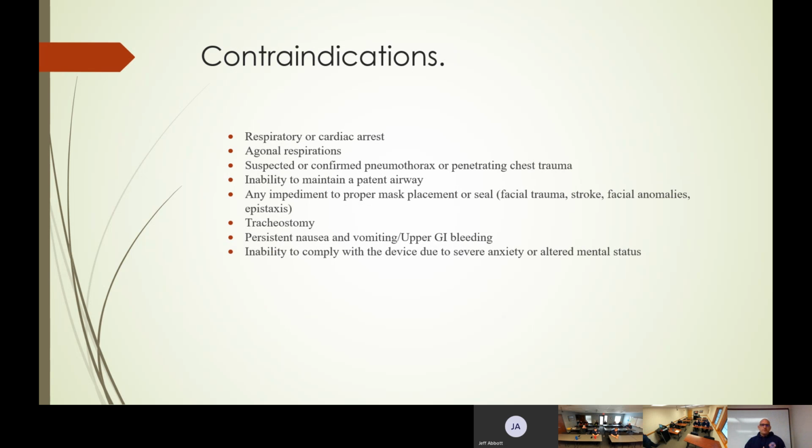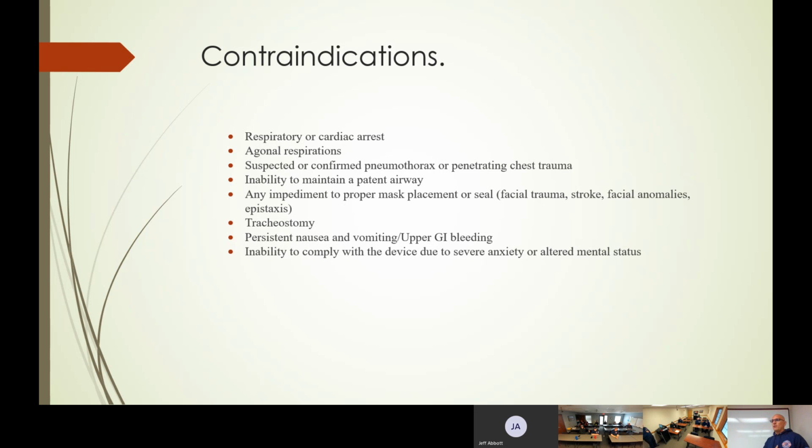So the contraindications. Respiratory or cardiac arrest, not really a thing for us. You don't want to use this in that situation. Agonal respirations. Suspected or confirmed pneumothorax or penetrating chest trauma. Because what did we say we need for this system to work? We have to have a sealed system. Any hole in the body is no longer a sealed system. We talked about it yesterday. It's like, well, what if you sealed it up? I'm telling you, if you have a gunshot wound or a stabbing or any kind of penetrating trauma, we're past the CPAP on difficulty breathing issues. I don't think we're going to throw a cellophane over a sucking chest wound and then CPAP them to help their breathing. So it's really two different things.